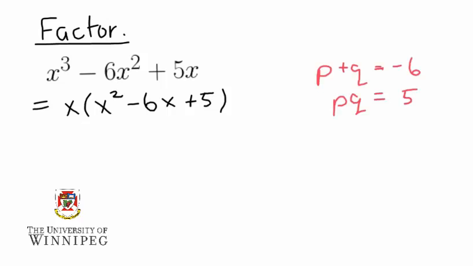So remember that we're looking for two numbers that add together to give us negative 6, and two numbers that multiply together to give us positive 5. This one's a little bit easier than the last example. 5 only has two factors, 1 and 5. And we need them both to be negative in order to get a sum of negative 6. So here's our fully factored polynomial expression.